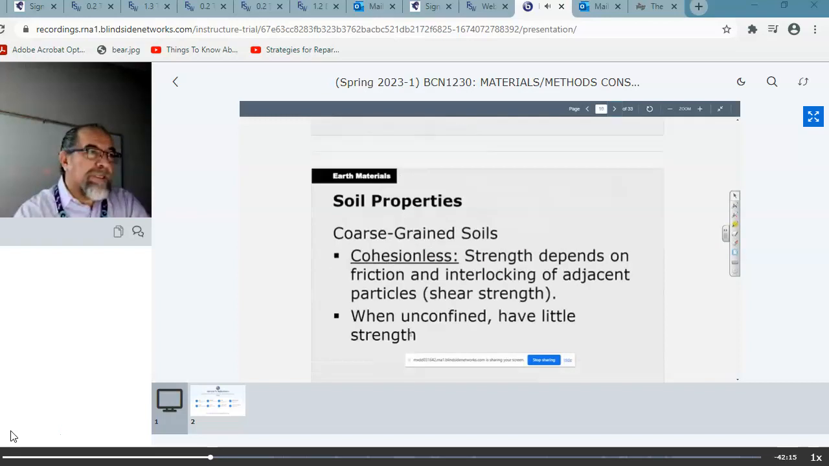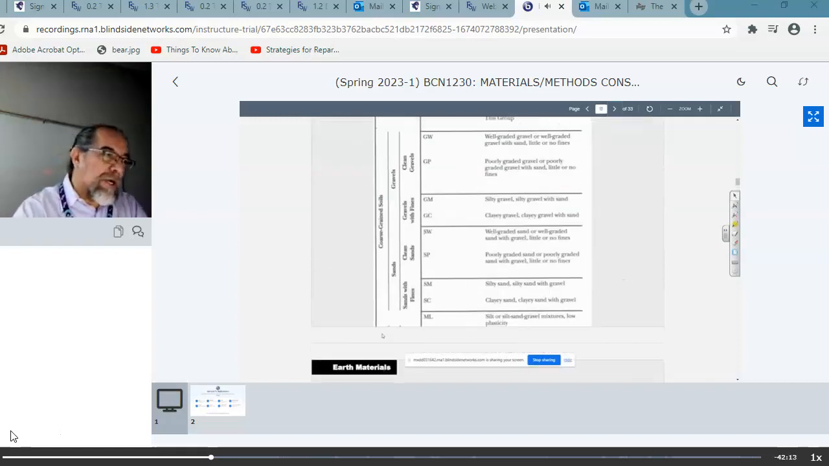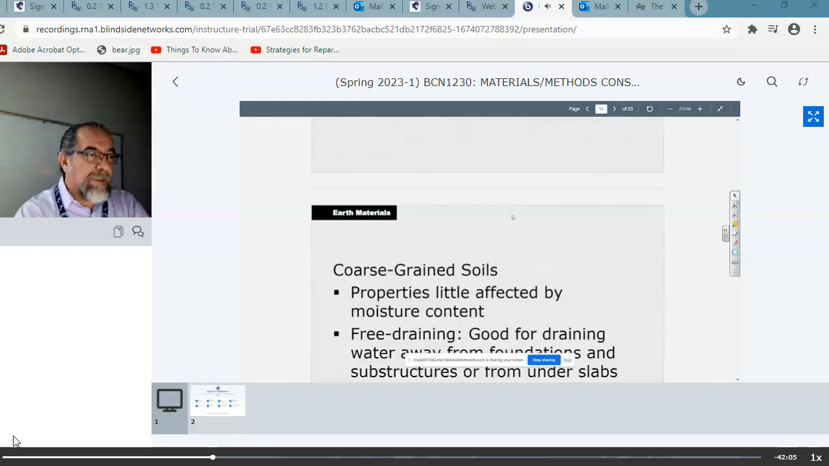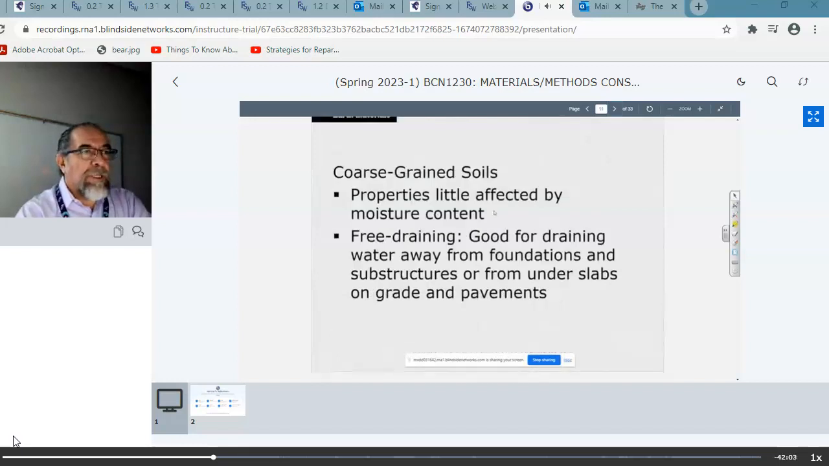So coarse grained soil. We're talking about this chart, and our coarse grained soils. This is a characteristic we're all in general. There's different grades of those. The properties are little affected by moisture content. Free draining, good for draining water away from foundations and substructures or from under slabs on grade and pavement.